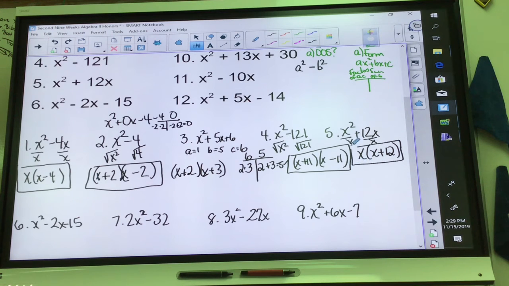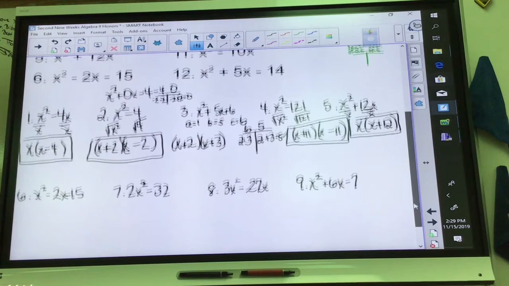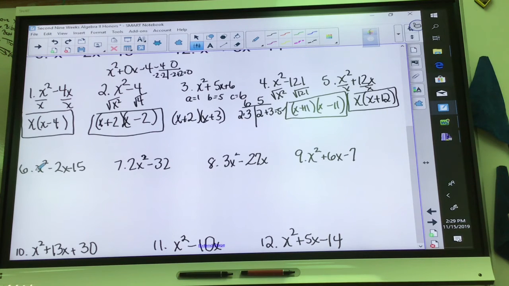Moving on to number 6. Do I have a common factor? No, I do not. I have a trinomial. That trinomial is in the correct form. And A is 1, B is -2, C is -15. A times C would be -15. Sum of B would be -2.